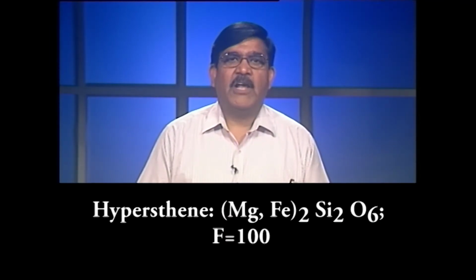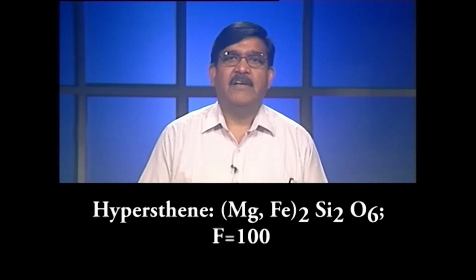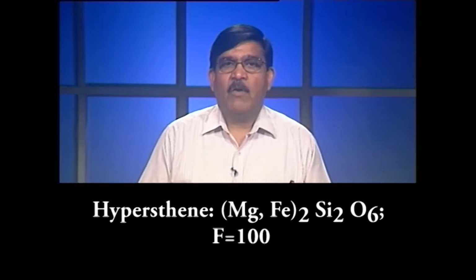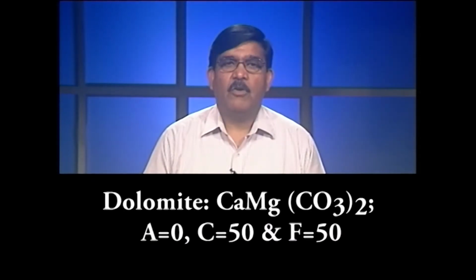Hypersthene, the formula is Mg Fe twice Si2O6. The value of A equal to 0, F equal to 100% and C equal to 0. Therefore, the plot will be exact on the F corner. Dolomite, CaMg(CO3) twice. Therefore, the value of A equal to 0, C equal to 50%, F equal to 50%.